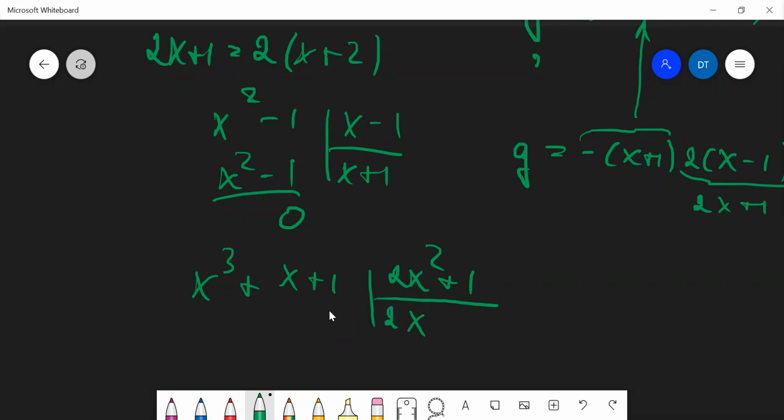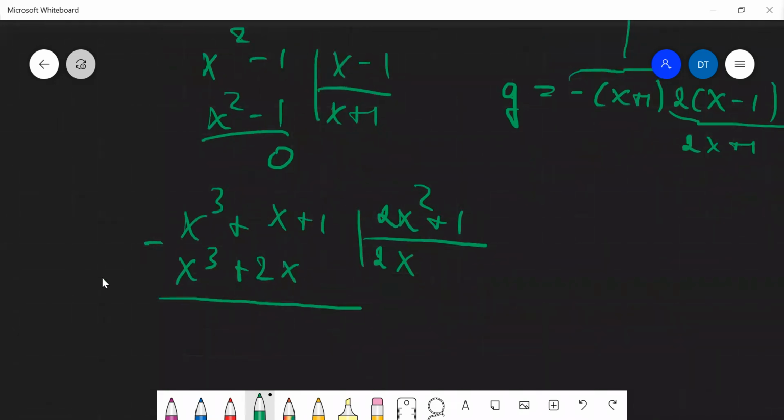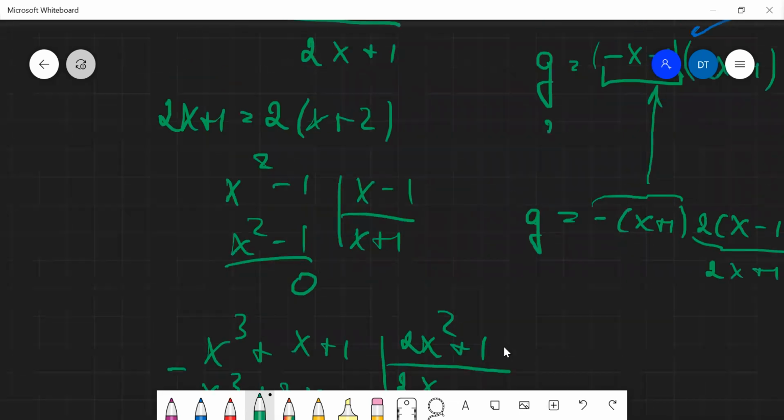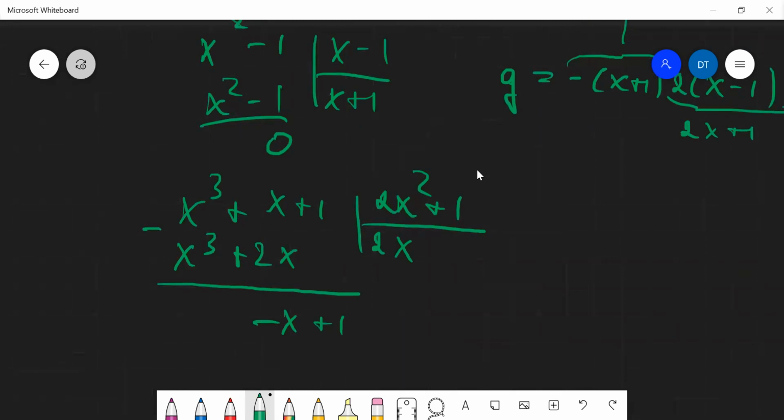And now when you multiply these, you will get x cubed plus 2x. And you want to subtract one from the other. After subtraction, you will get minus x plus 1. Or am I wrong? Yeah, that's exactly it.